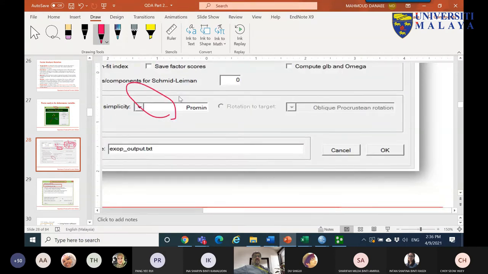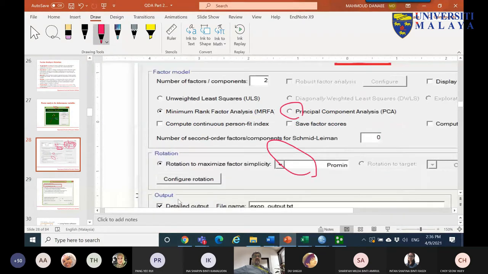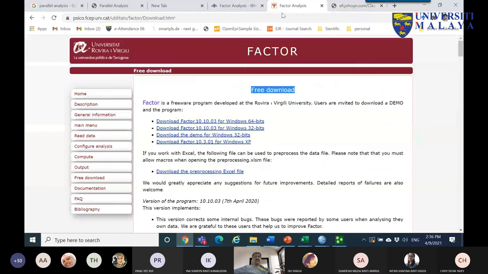This is the rotation, and the ways of extraction are PCA, unweighted least squares and maximum likelihood. All these things are applicable. I'm not sure whether, no, I have to read the data to activate this one. Anyhow, I just want to leave it for those people who are interested, if they want to.